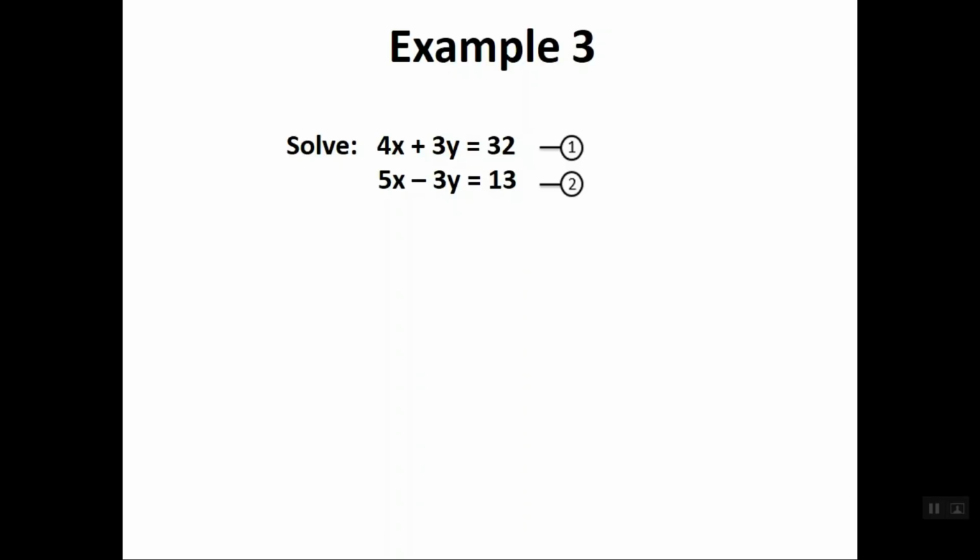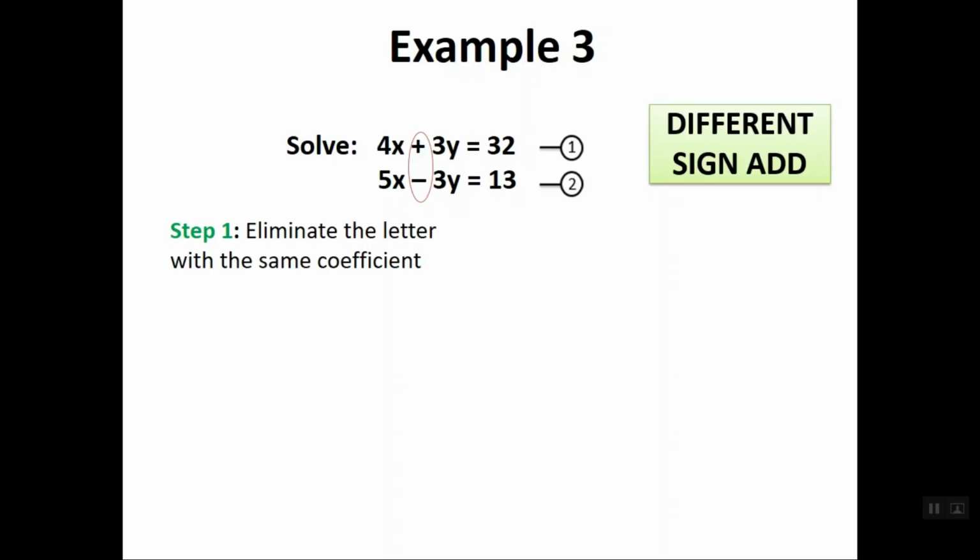But again, the next step now, guys, is to check your signs. So looking at the signs, you realize this time around we have a plus sign and a minus sign, which therefore means that once we have different signs, we add the equations. That's the only way we can eliminate the variable that we're trying to get rid of. So step 1, we eliminate the letter with the same coefficient again. So I'm rewriting back my equations, and we agree that we're adding both equations in this case.